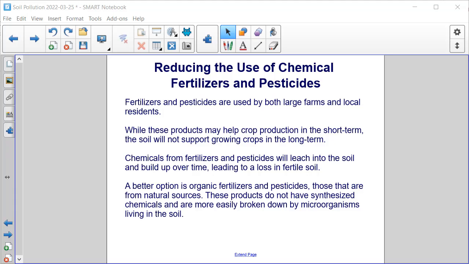Reducing the use of chemical fertilizers and pesticides. Fertilizers and pesticides are used by both large farms and local residents. While these products may help crop production in the short term, the soil will not support growing crops in the long term. Chemicals from fertilizers and pesticides will leach into the soil and build up over time, leading to a loss in fertile soil. A better option is organic fertilizers and pesticides, those that are from natural sources. These products do not have synthesized chemicals and are more easily broken down by microorganisms living in the soil.